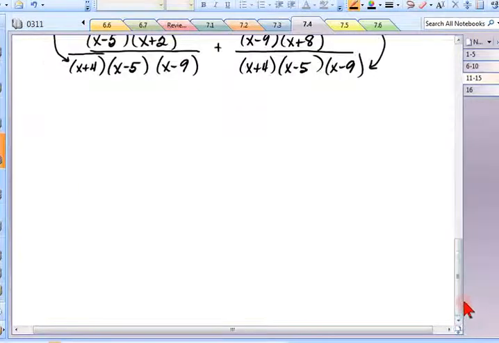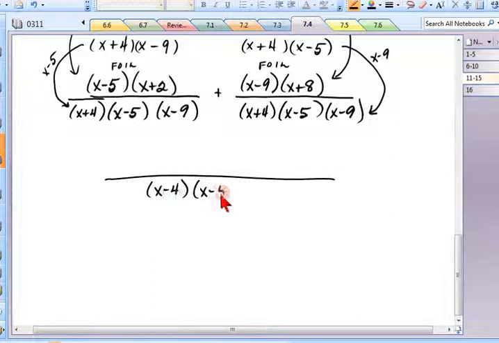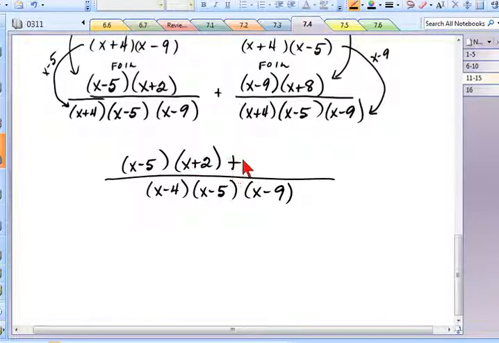So, one big old jumbo denominator of x plus 4 times x minus 5 times x minus 9. And I'm just taking a step to copy. X minus 5 times x plus 2. Luckily, there's a plus sign between them. X minus 9, x plus 8. I'd have to be even more careful if it was subtraction. Oh, thank you. Okay, I had that one miscopied. Thank you.